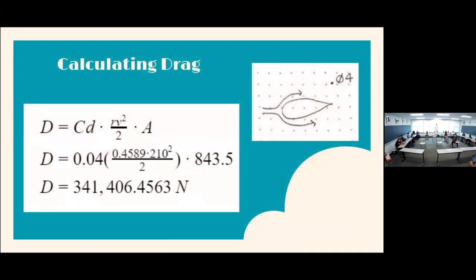To calculate the drag, we use the same variables as before with lift, but we have our new drag coefficient, and we get 341,406 newtons, which is less than our thrust, so the plane would be able to propel itself forwards.